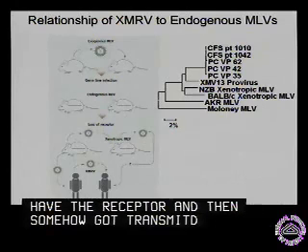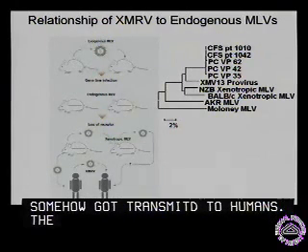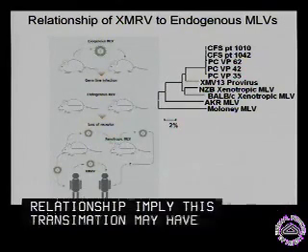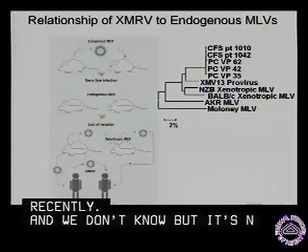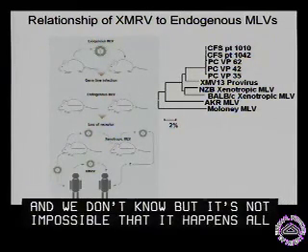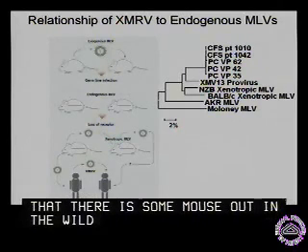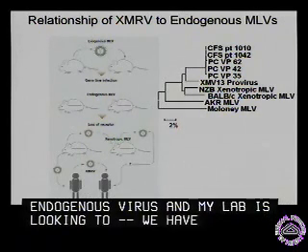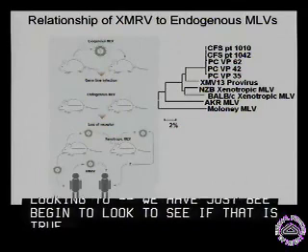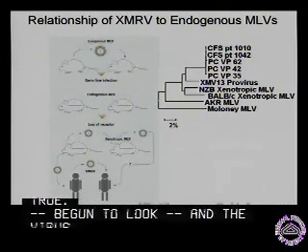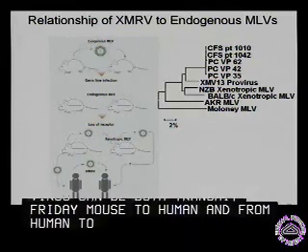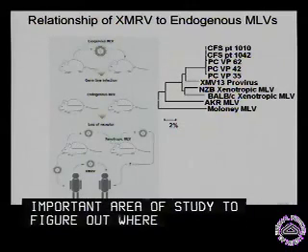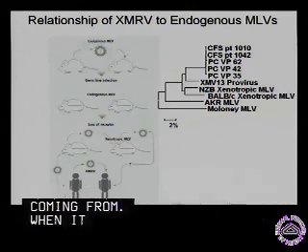The clusters and the very close relationship imply that this transmission may have occurred quite recently. And in fact, we don't know, but it's not impossible that it happens all the time. That there is some mouse out in the wild that has this as an endogenous virus, and my lab has actually just begun to look to see if that's true, and that the virus can be transmitted both from mouse to human and from human to human. It all remains to be seen, but I think it's a very important area of study to figure out where this virus is coming from, when it got into humans, and how, of course, it's being transmitted among people.